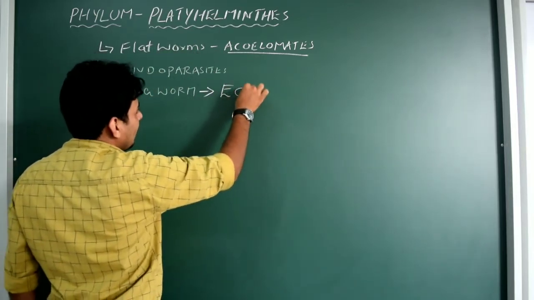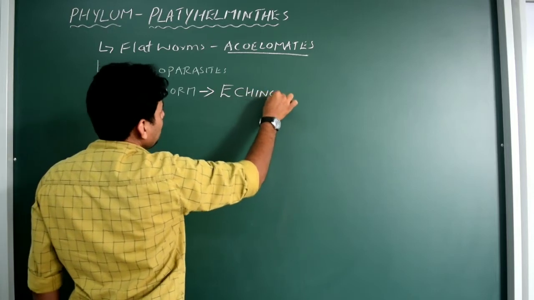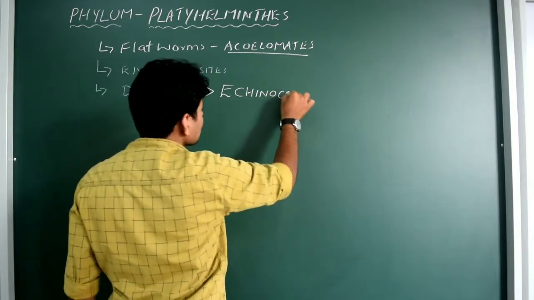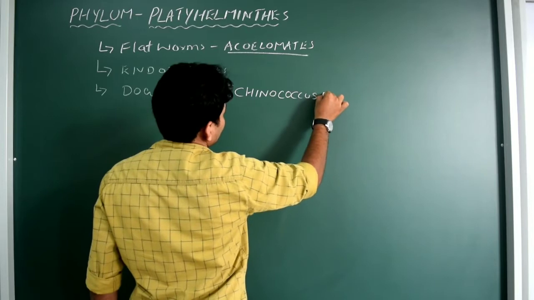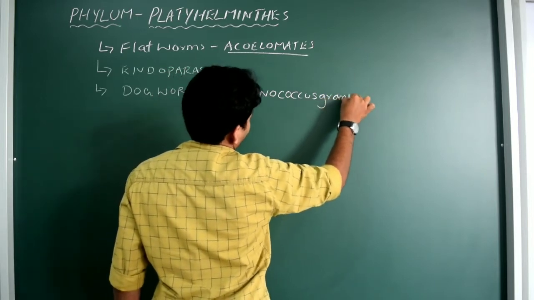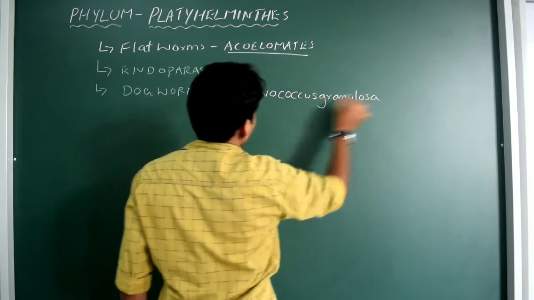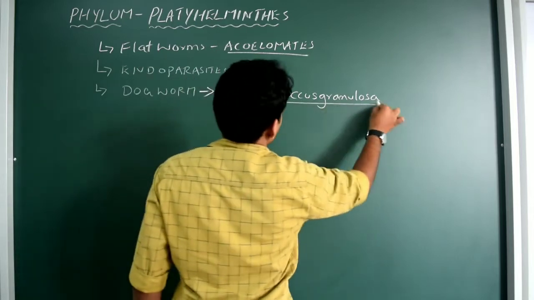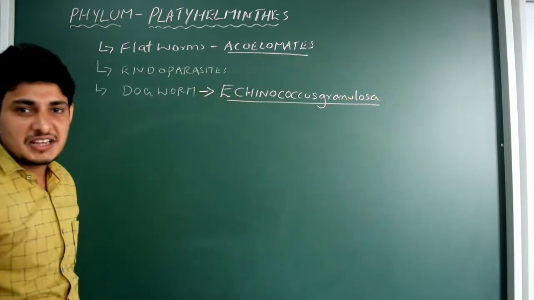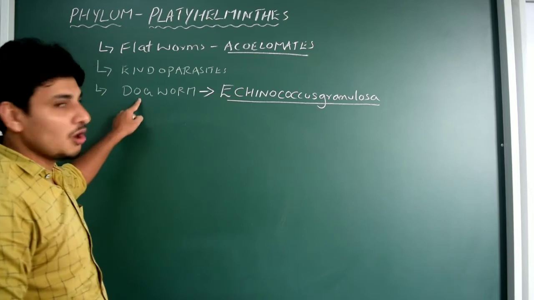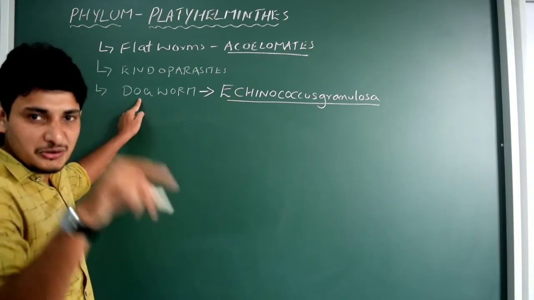See, Echinococcus granulosa. See the name. Echinococcus granulosa is the scientific name of dog worm. Very important, note this point.